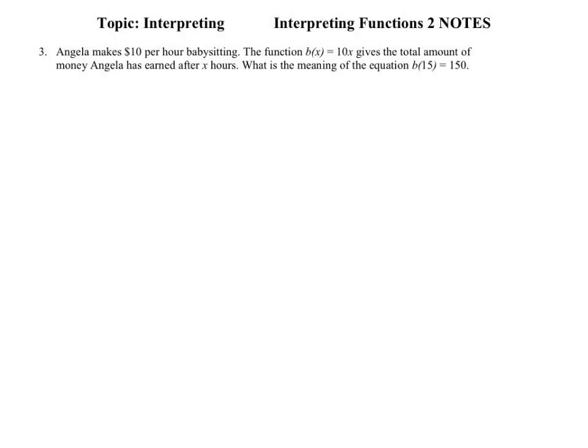Now we're looking at a scenario. I want you to completely understand the meaning of a function. Angela makes $10 per hour babysitting. The function b of x equals 10x gives the total amount of money Angela has earned after x hours. What is the meaning of b of 15 equals 150?